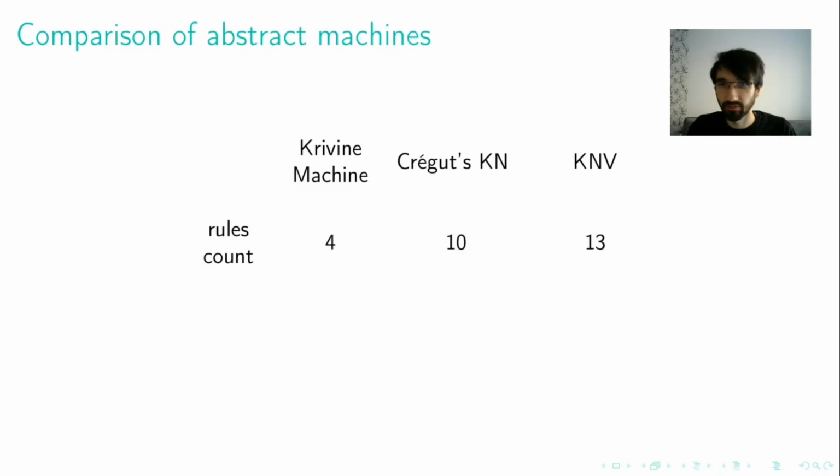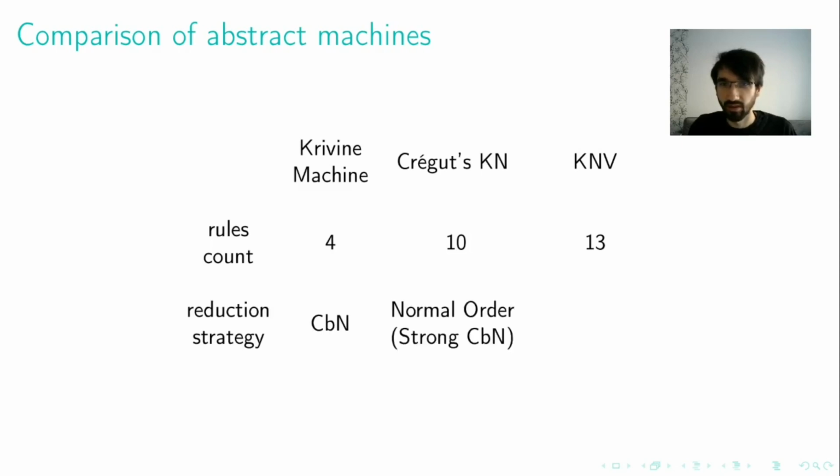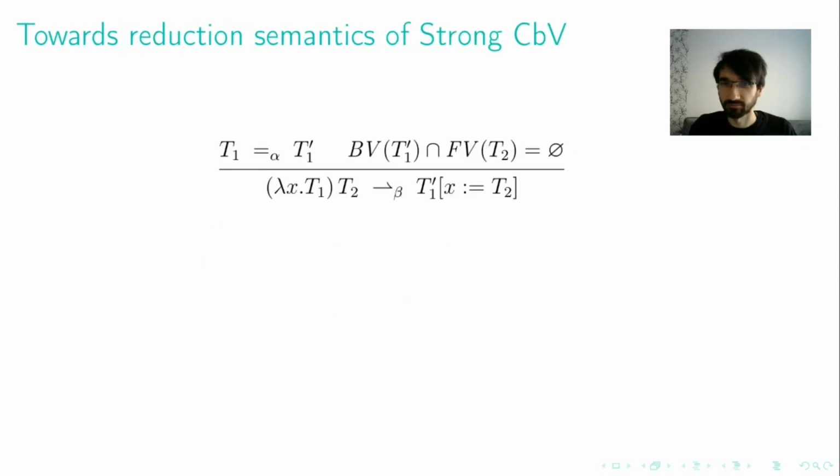We will make a short comparison of Crégut machine, Crégut's KN, and KNV. And with 10 rules of Crégut's KN, our 13 rules is not that much. And Krivine machine realizes call-by-name strategy, and Crégut's KN, normal order strategy, which is a strong extension of call-by-name. And we would like to investigate if KNV really performs strong call-by-value strategy.